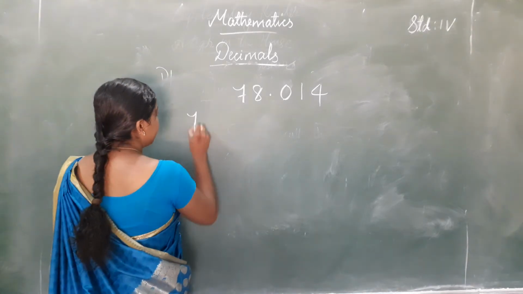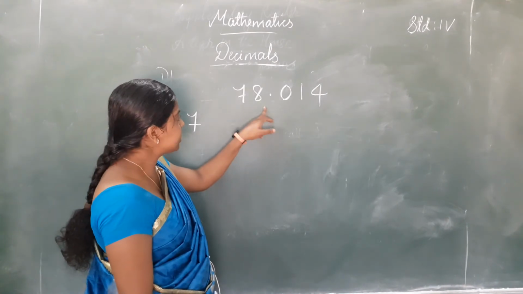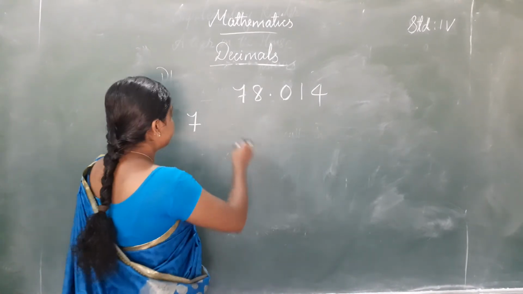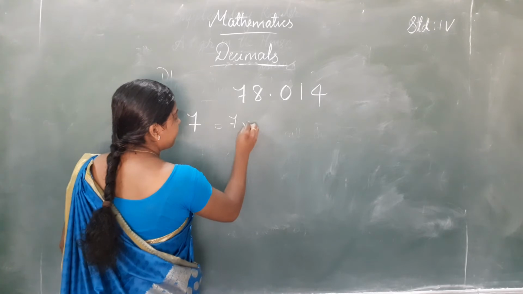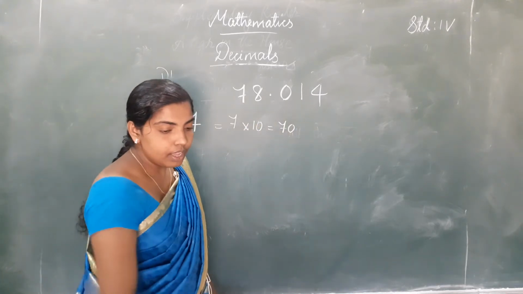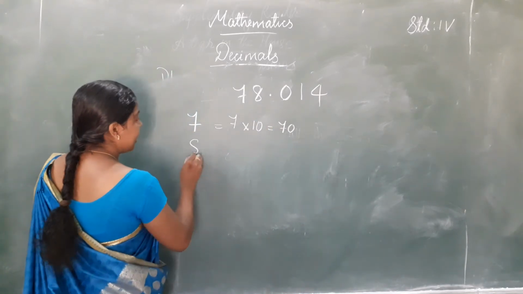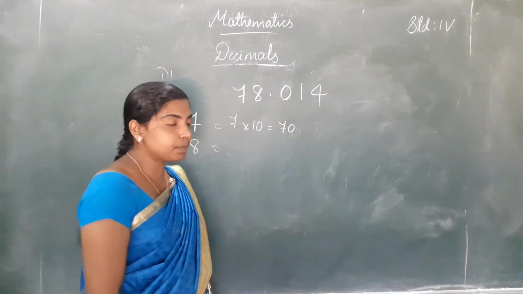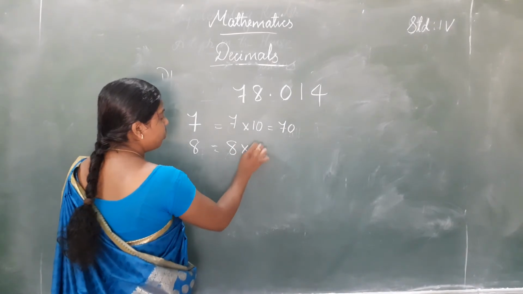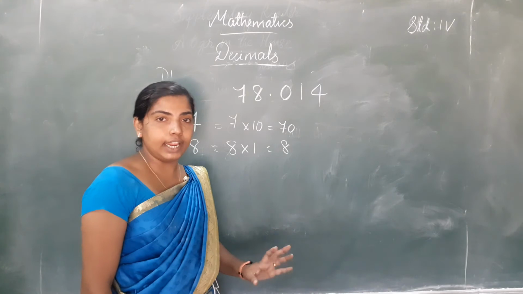Now first let us write the place value of 7. 7 lies in which place? Tens place. So 7's place value is 7 into 10, which is equal to 70. So the place value of 7 is 70. Now next number 8. 8 is in the ones place. So 8 into 1, which is equal to 8. So the place value of 8 is 8 itself.